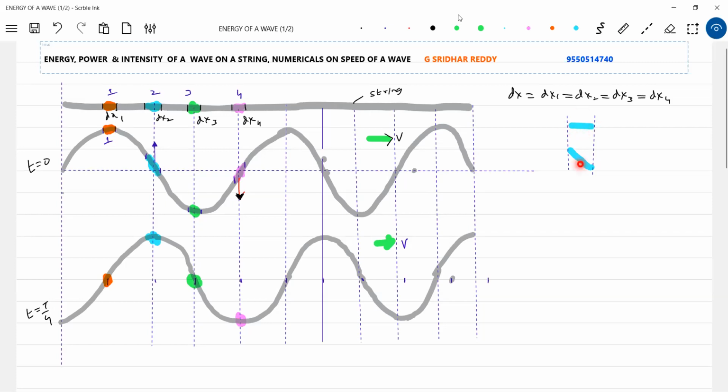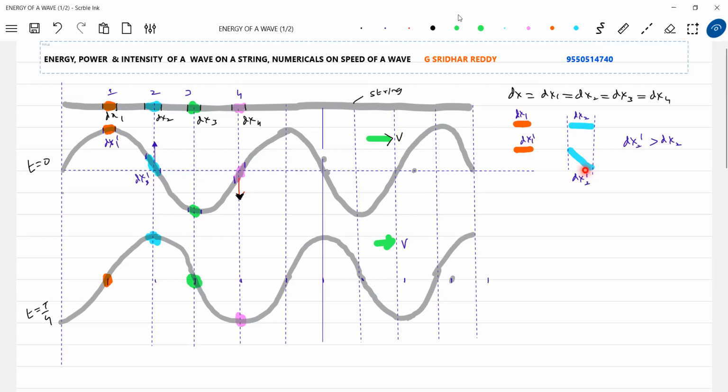Say dx. So when the wave propagates, its length will be more. So let me write here. This is dx2, what we assume, no? So this will be dx2 dash. dx2 dash will be greater than dx2. What about dx1? dx1 will be the same as it is. Okay, this is dx1. So what about the length? The length will be the same.